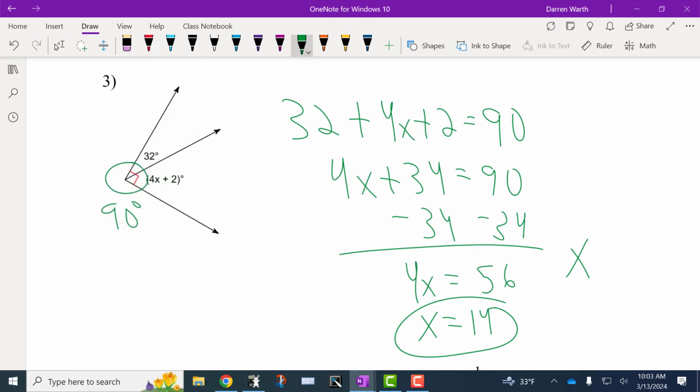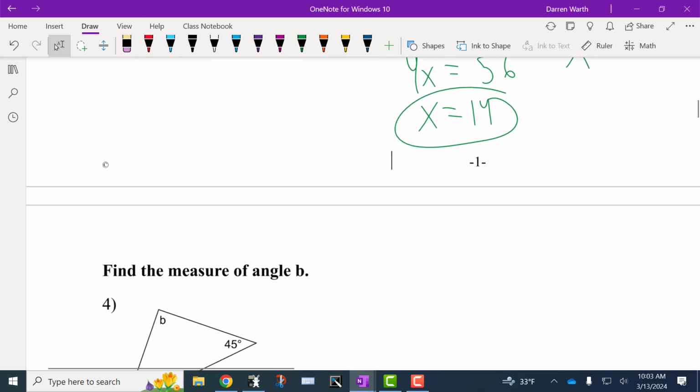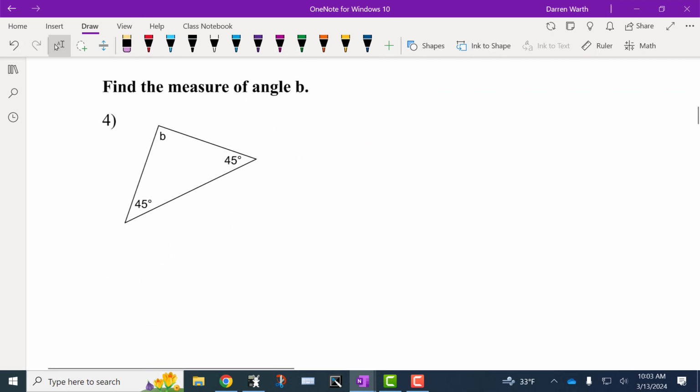Okay, let's take a look at this next one. On number 4, it says find the measure of angle B. Well, again, we just need to remind ourselves that all the angles of a triangle are going to equal 180 degrees. So if I take all my angles and add them together, it has to equal 180.